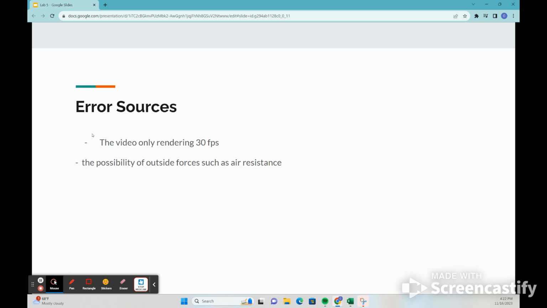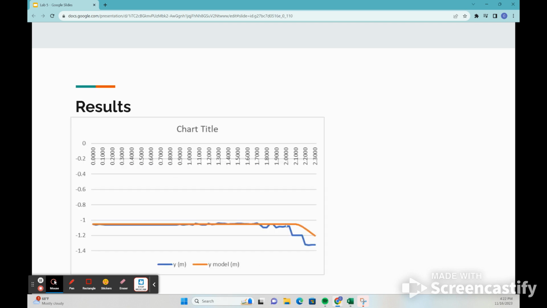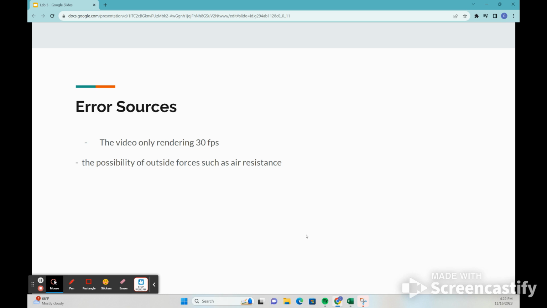So the error sources are the video only rendering at 30 FPS. And if we go back and look, these lines, if this was more of a constant slope, would actually be really close. The other difference is that my model does not factor in air resistance. I think that's another source of error. The air resistance, I think, could cause that discrepancy, as it's being pushed up, and gravity is pushing it down. So yeah, this is a pretty quick lab.